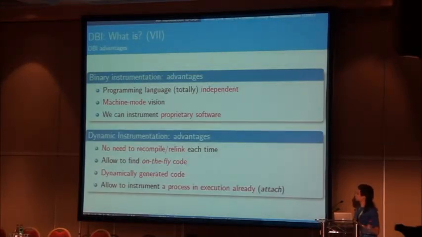The advantages of using dynamic instrumentation are mainly that we don't need to recompile or relink the binary each time. It allows us to find on-the-fly code, so dynamically generated code, and we are able to instrument a process which is already in execution, so using the attach. Okay.